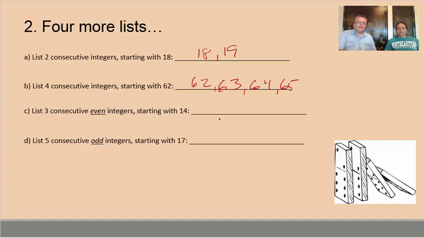3 consecutive even integers starting with 14 would be 14, 16, and 18. And then 5 consecutive odd integers starting with 17: 17, 19, 21, 23, and 25. It reminds me when I was little, they had us count up by evens and by odds. Right, it's going to pay off now.